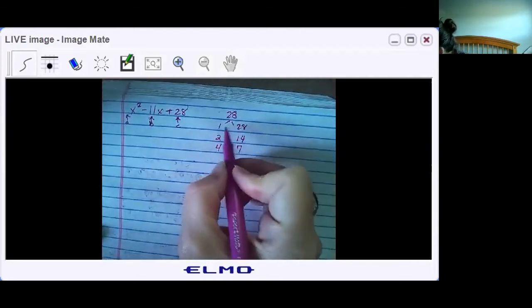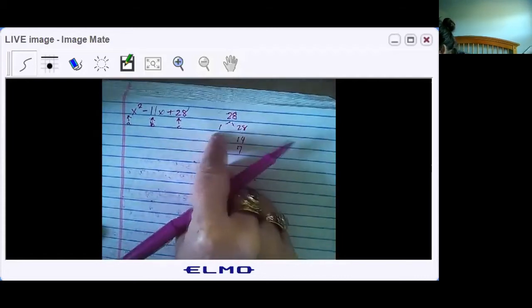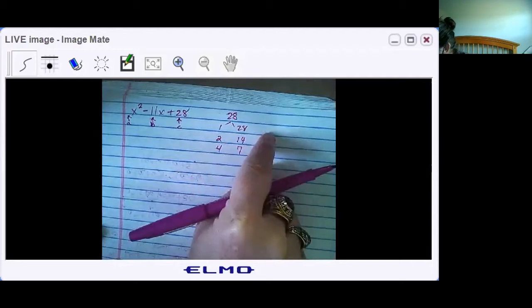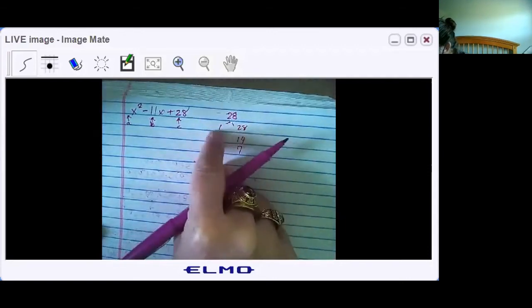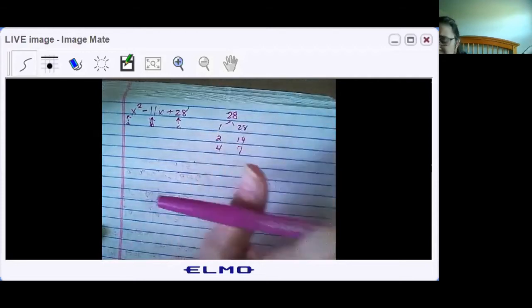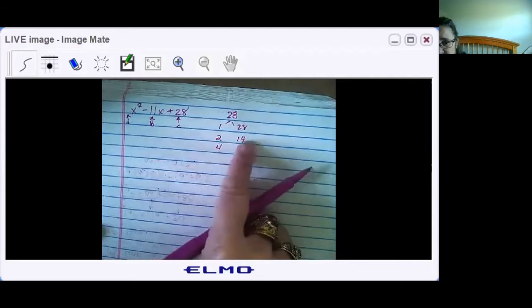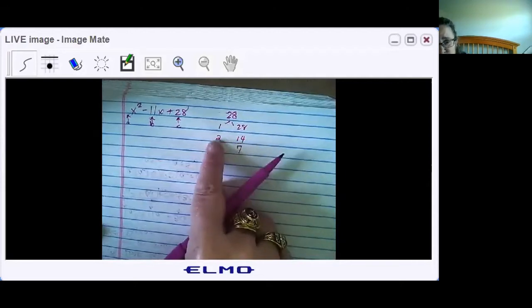Now, 1 and 28. 1 plus 28 is 29. 28 minus 1 is 27. So I either have 29 or 27. That's not going to work for me. 2 plus 14 is 16. 14 minus 2 is 12.